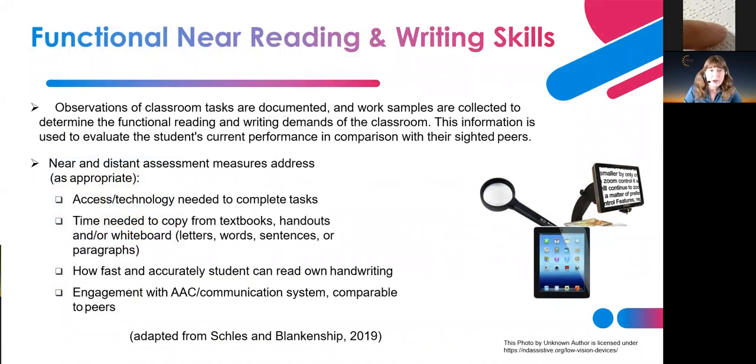Moving on to functional near reading and writing skills. Observations of classroom tasks are documented and work samples are collected to determine the functional reading and writing demands of the classroom. This information is used to evaluate the student's current performance in comparison with their sighted peers. Near and distance assessment measures address access and technology needed to complete tasks, time needed to copy from the board, from their books, from handouts, how fast and accurately can they read their own handwriting, any sort of AAC or augmentative communication device, what is their engagement with that like, and how is it comparable to their peers.